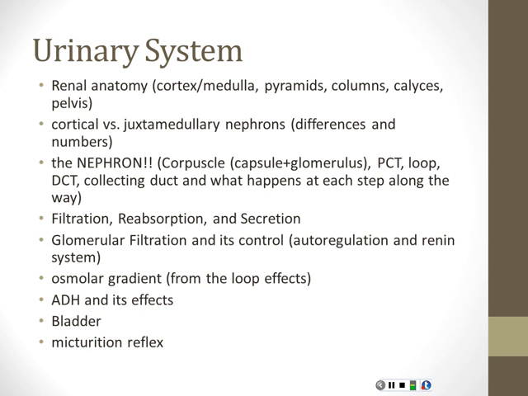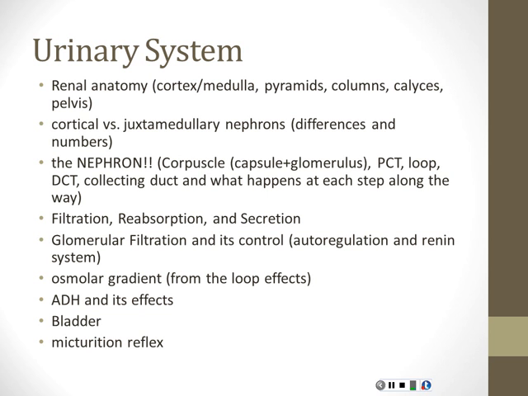At the end of each pyramid, there's a papilla, right? And it connects to a collecting system that collects the urine that comes out of it. So we had minor calyces, and then we had major calyces, and then we had the renal pelvis, right? So review that anatomy. It's pretty straightforward, but if you're not familiar with the terms, it might get you.